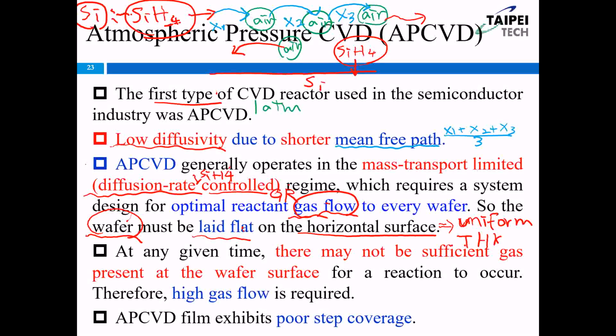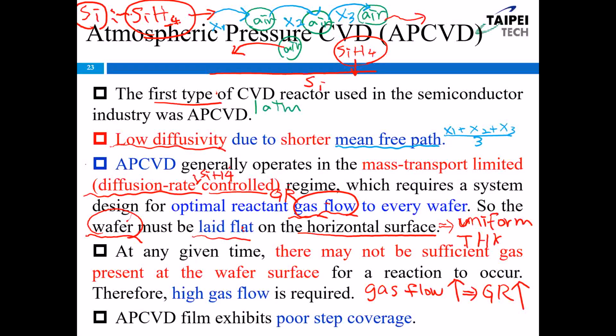And also, at any given time, there may not be sufficient gas present at the wafer surface. It means we don't have enough reactant. So high gas flow is required. It just means that due to the diffusion rate control, if we can increase the gas flow, the growth rate can be enhanced.